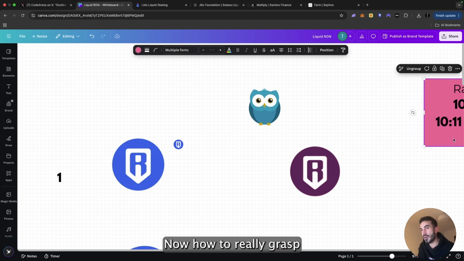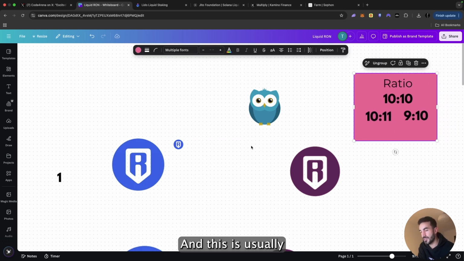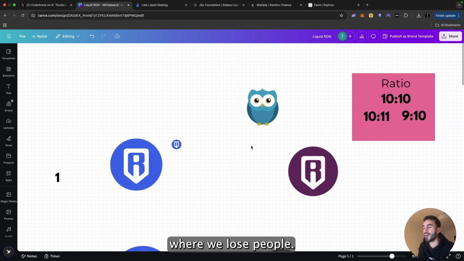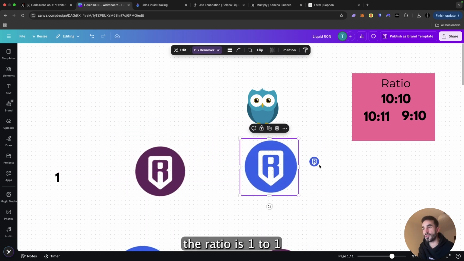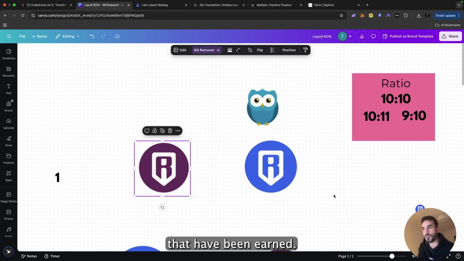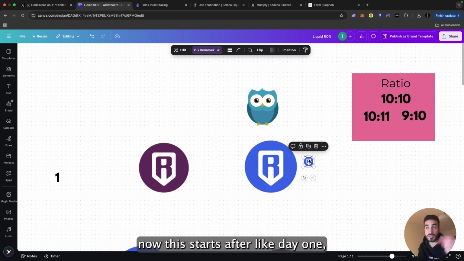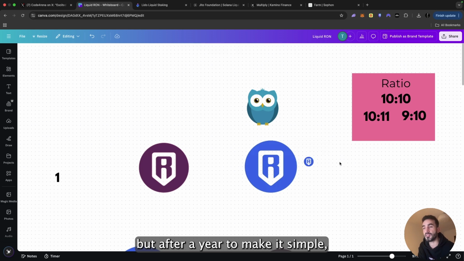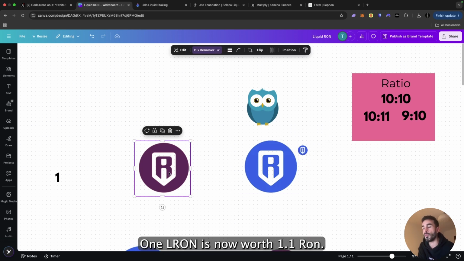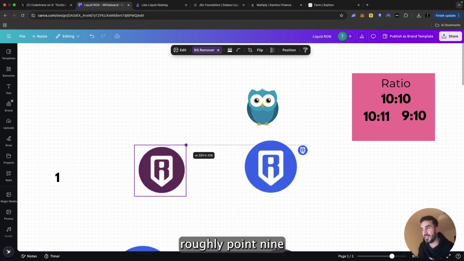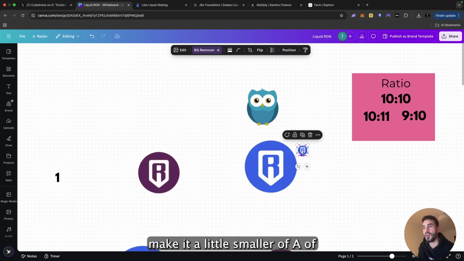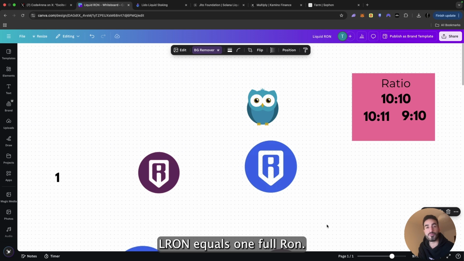Now, how to really grasp it is understanding ratios. And this is usually where we lose people and it can get a little confusing. So again, at the very beginning, the ratio is 1-to-1 because there's no rewards that have been earned. However, let's say after a year, to make it simple, we have a different ratio. 1 LRON is now worth 1.1 RON. Here I have the 10-to-11. So that also means that roughly 0.9 of an LRON equals 1 full RON.